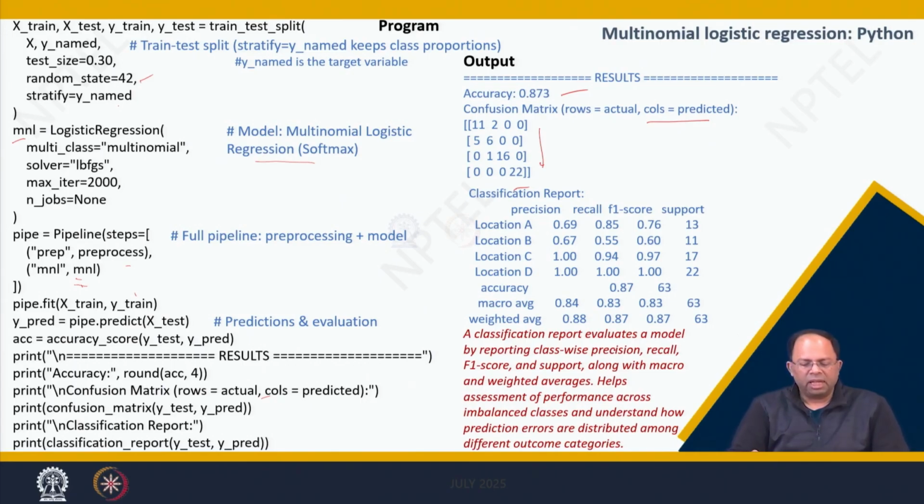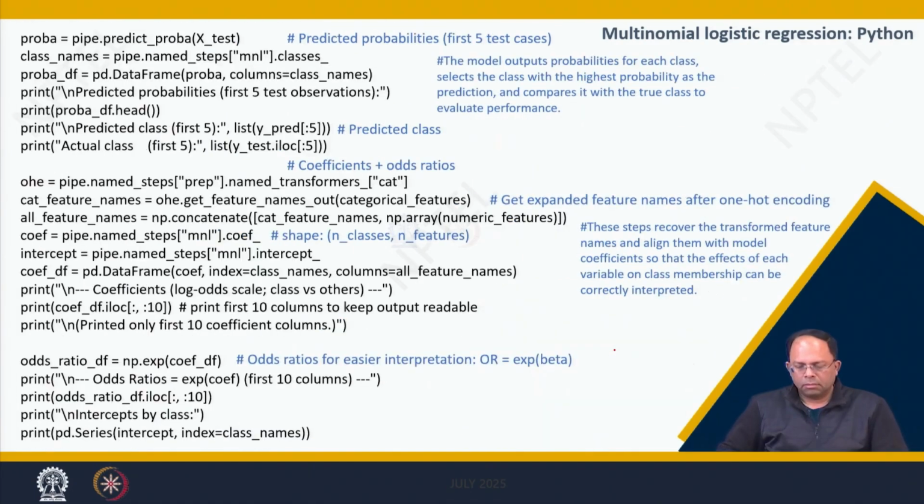And once we have done that, then we can predict the probability using our trained model. We can predict the probabilities of the 5 test cases. So that is where when we say pipe.predict_proba X_test, it will predict the probability of the 5 cases.